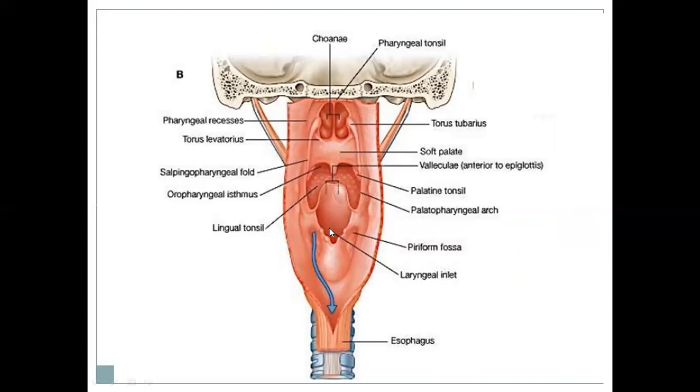So this is the laryngeal inlet. From the soft palate up to the epiglottis, this is the oropharynx. From the epiglottis, this is the laryngeal inlet. Lower down from the epiglottis, this is the laryngopharynx.